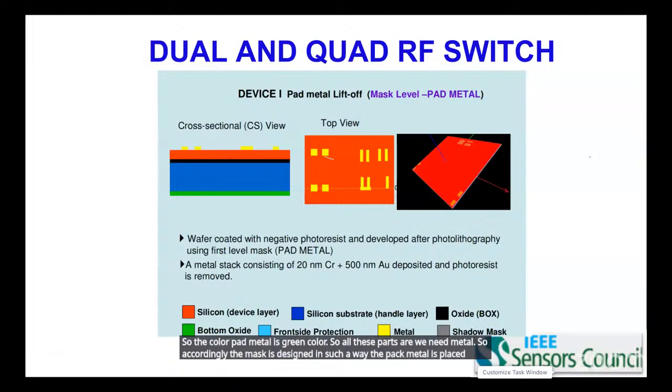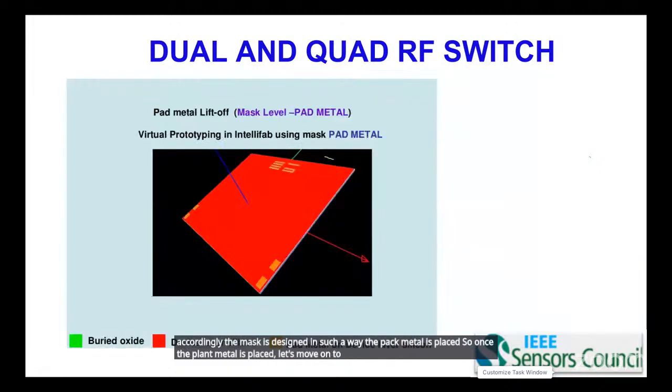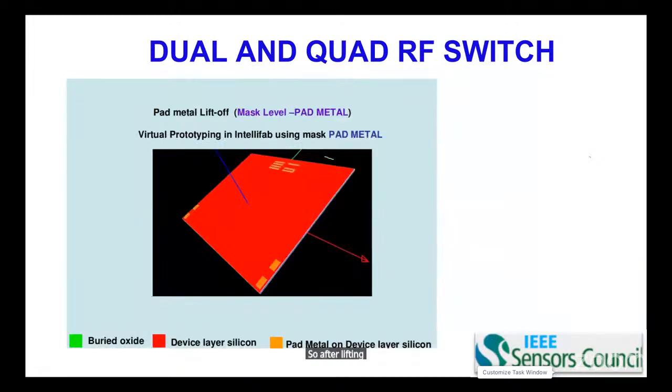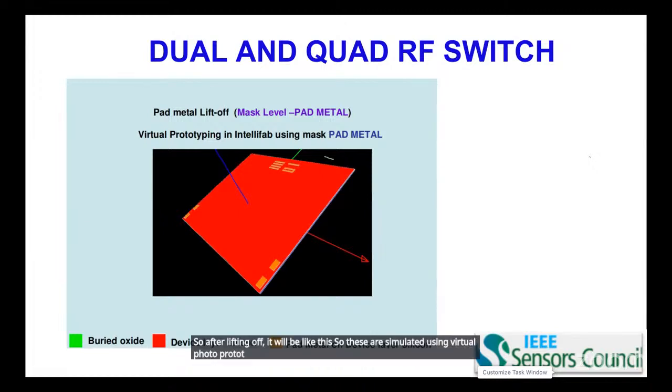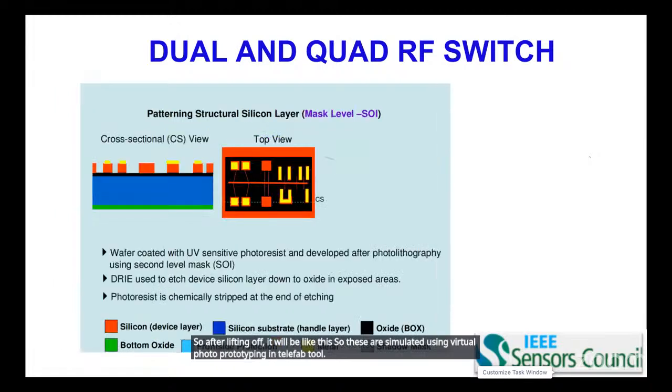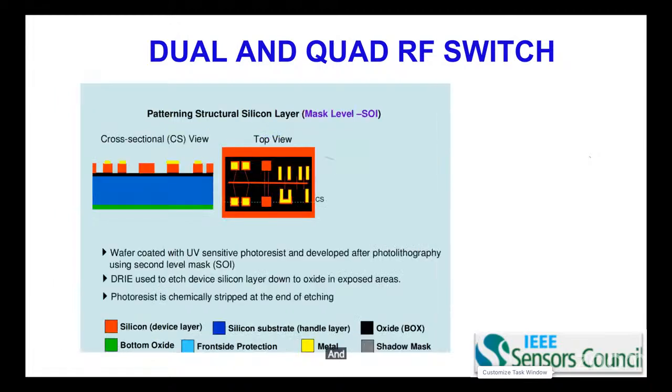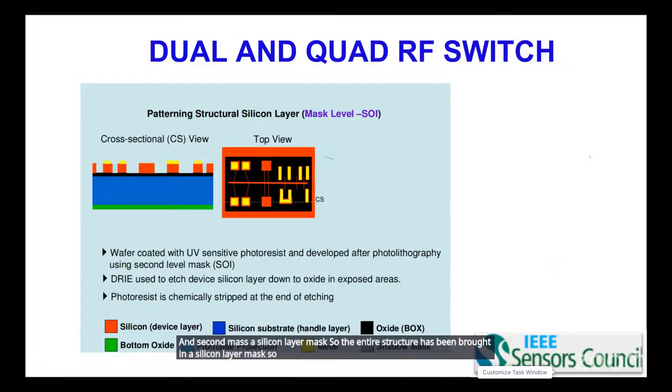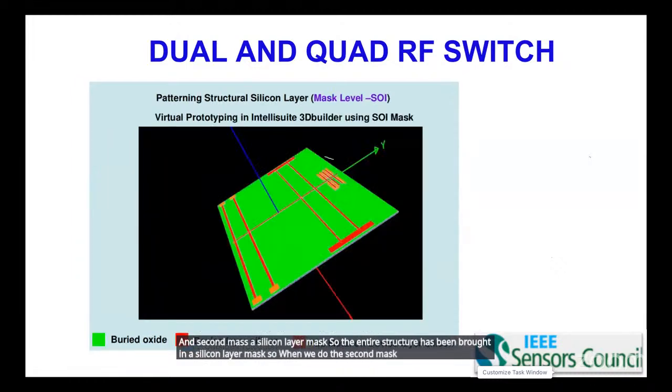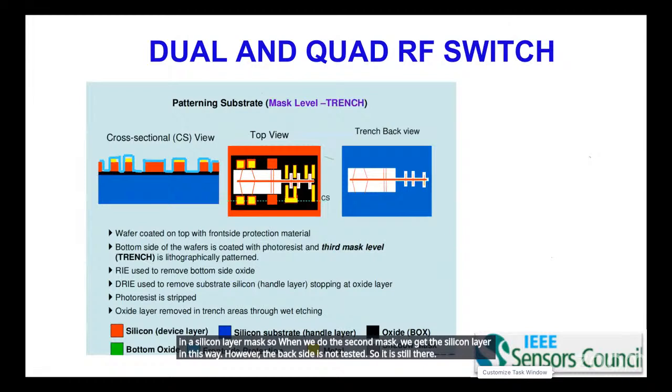So once the pad metal is placed, let's move on to the second mask. After lifting off, it will be like this. These are simulated using the virtual prototyping IntelliFab tool. The second mask is the silicon layer mask. So the entire structure has been brought in as the silicon layer mask. When we do the second mask, we get the silicon layer in this way. However, the backside is not etched, so it is still there. It is still sitting on the silicon.